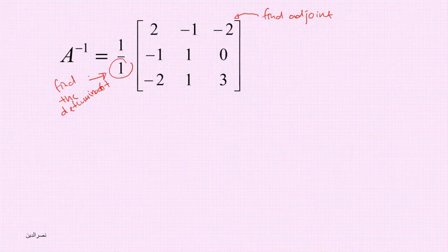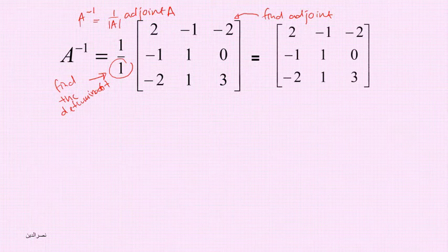After we have these two values, the adjoint and the determinant, we can substitute into the inverse formula. You have to find these two components first before you can apply this formula. So it equals this. This is our inverse.